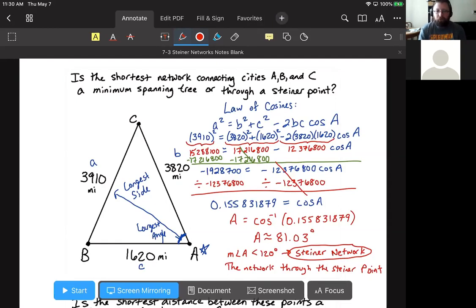Okay, so you're gonna have 2 of those on your homework, law of cosines problems. You're gonna have to solve that on your own. There'll be a box for you to explain your work. You won't have to type all of that in. Pretty much what you can say is, I used the law of cosines. I found the largest angle is this. That angle's less than 120, which means it was a Steiner network, something along those lines.